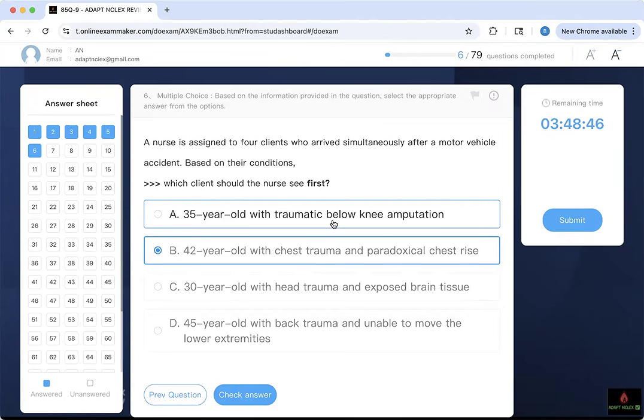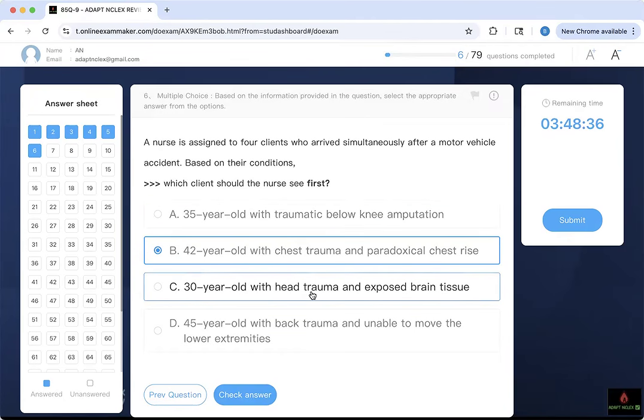Traumatic below knee amputation may be bleeding, but there's no evidence in the answer choice telling you the patient is in shock. A trauma with exposed brain: when your brain tissue is exposed, you're dead. There's nothing I can do.